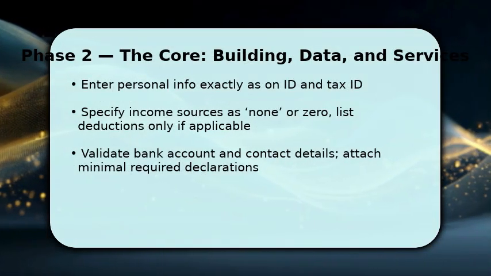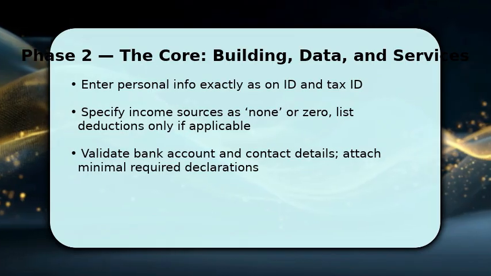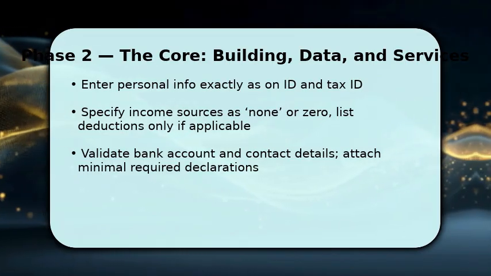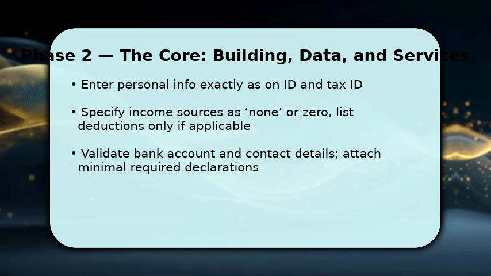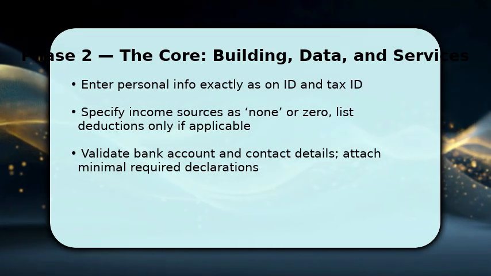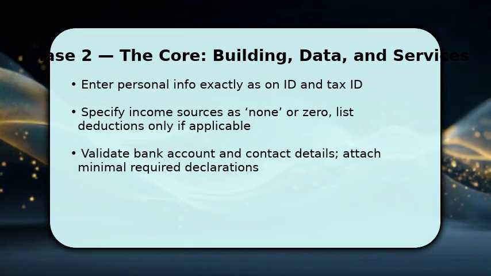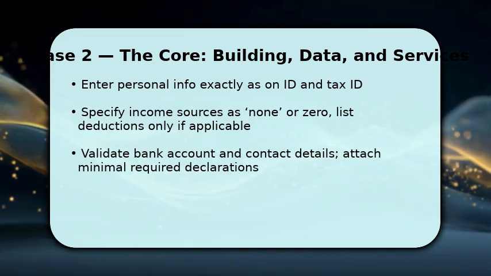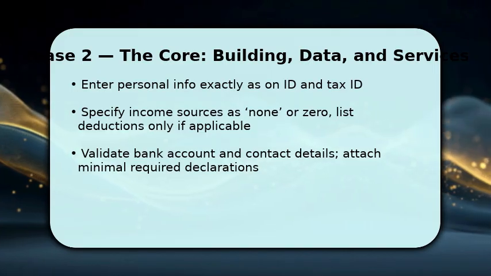You enter your name, tax ID, and address exactly as on official ID to avoid mismatches. For income lines, explicitly enter 0 or use the portal's no income option. This prevents later queries. If you have deductions but no income, declare them correctly. Explain zeros to avoid triggering audits.